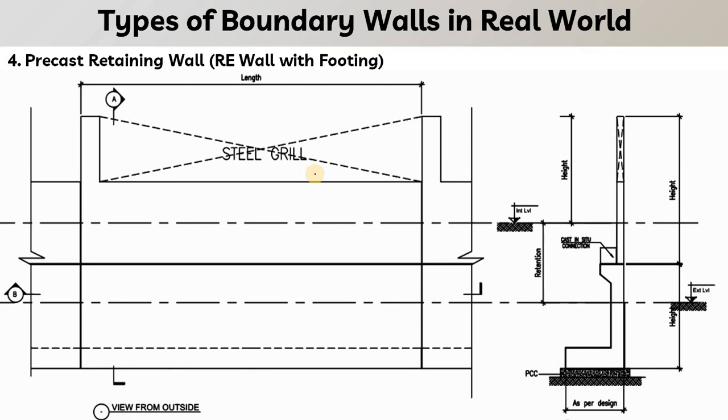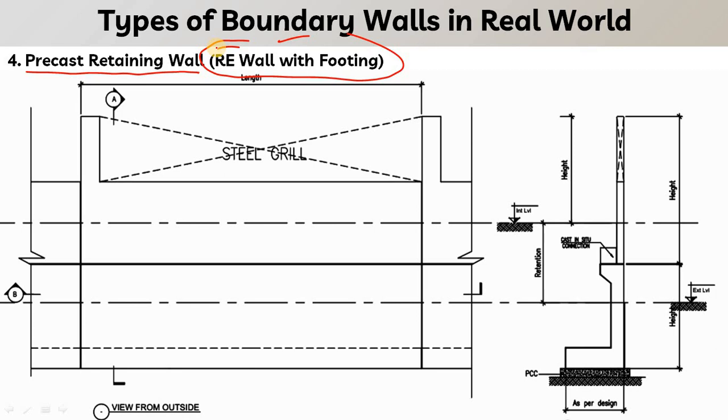Coming on to the type 4, we have precast retaining wall, where we have retaining wall and we have the foundation. So this is retaining wall with footing. As we discussed in our previous slides, a retaining wall can be considered when the level difference is more, when the inside level and the outside level are not at the same level. In that case, we have to consider basically a retaining wall.